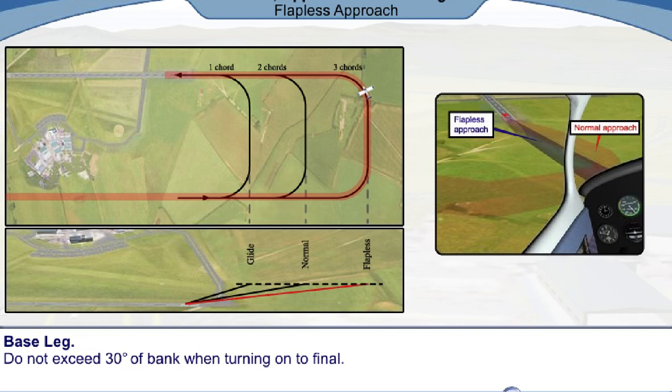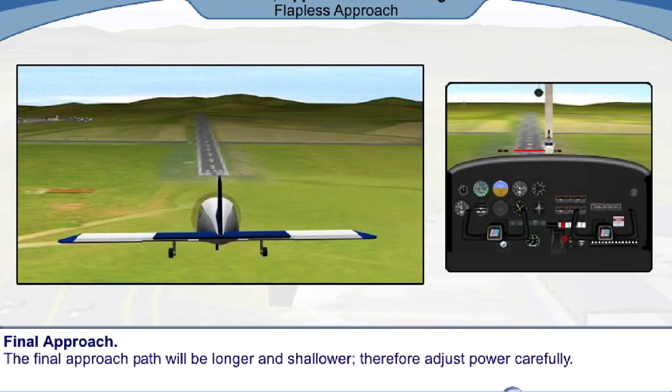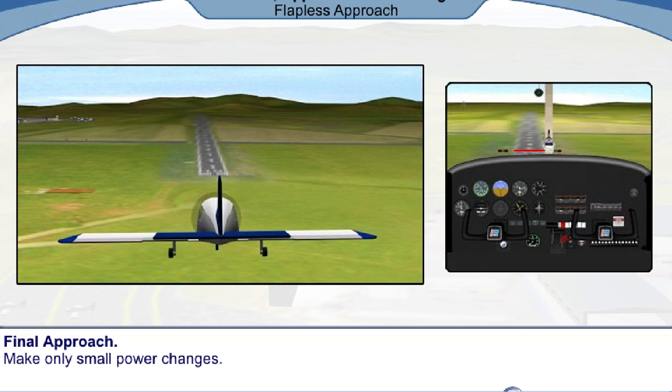Take care on your turn onto final approach. Without flap, you're nearer the stall, so do not exceed 30 degrees of bank. The final approach is longer and shallower than on a normal approach, so you must adjust power carefully. With a clean aircraft, power changes must be small, and if you don't immediately adjust your attitude and trim, your speed will be erratic. You'll notice a higher nose attitude than on a normal approach, which tends to mask your view of the runway. This effect becomes more pronounced as you reduce to your threshold speed.